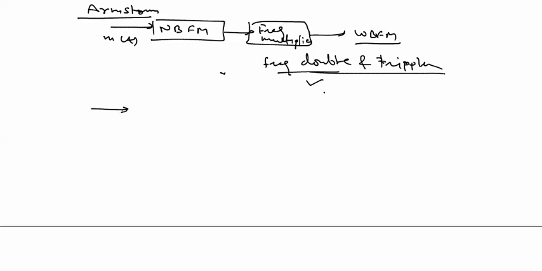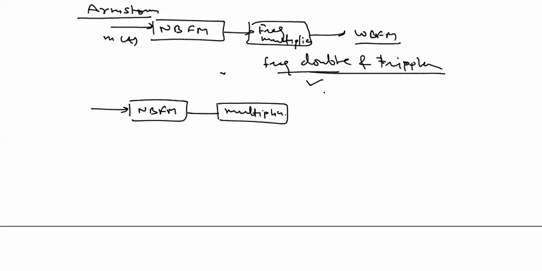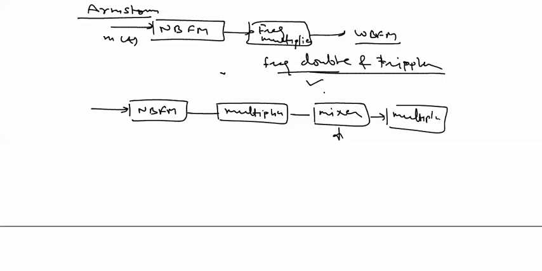This block diagram is now broken into some parts. NBFM we generate first, and then multiply in parts with a frequency multiplier. Then we use a mixer here before the next multiplication, then a multiplier, power amplifier, and it is transmitted. This is basically the Armstrong method. Crystal oscillator.